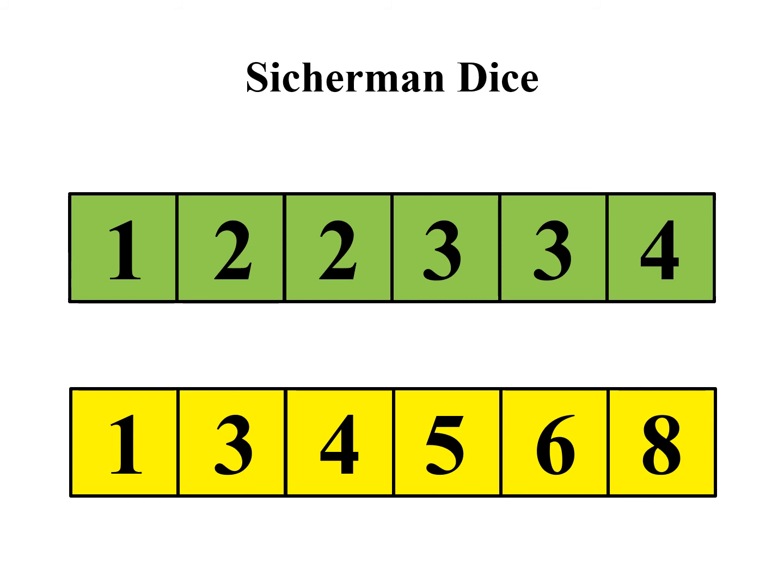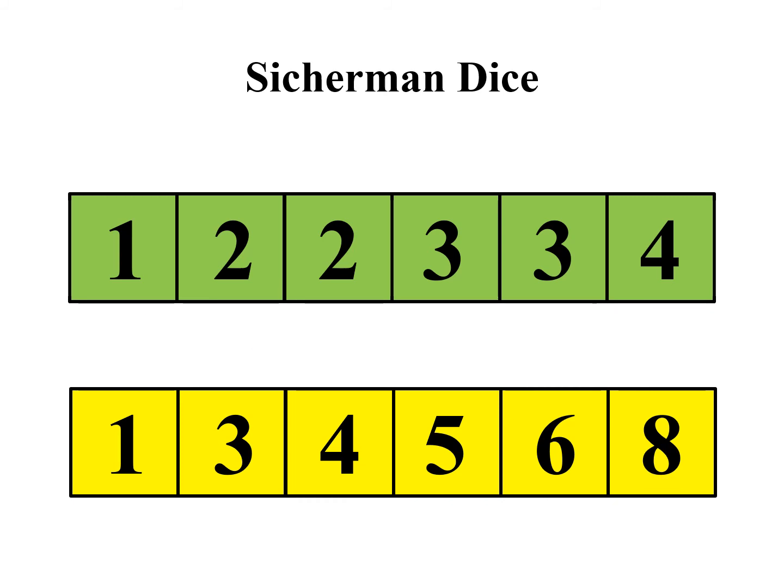The answer is a pair of dice called the Sicherman Dice. So a Colonel Sicherman came up with this. The answer is unique. So that means you can't find a whole bunch of other solutions to this. And the green die has 1, 2, 2, 3, 3, 4. And the yellow die has 1, 3, 4, 5, 6, and 8.